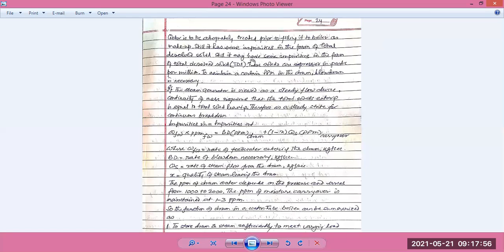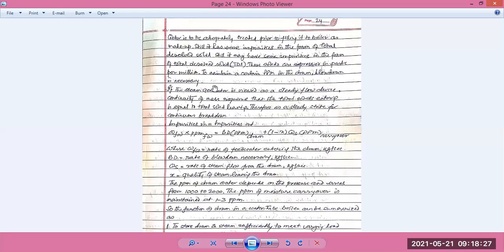Actually, it may still have some impurities in total dissolved solids. These solids are expressed in terms of parts per million, ppm. To maintain a certain ppm in the drum, blowdown is necessary. So the impurity is supposed to be there, and how much impurity there will be is given by the amount of total dissolved solids, TDS, in terms of parts per million.